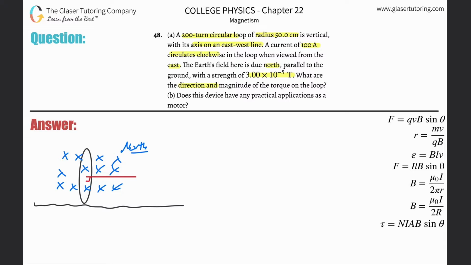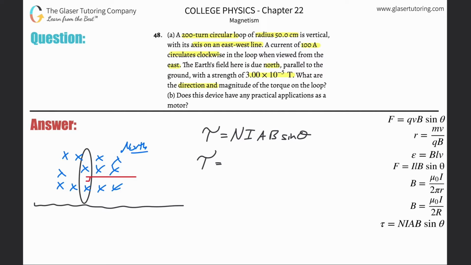So now we should have enough firepower to calculate the direction and the magnitude of the torque on the loop. So let's first calculate the magnitude of the torque. The torque here is going to be, as we've seen before, check out number 42, the number of loops multiplied by the current flowing through the loop, multiplied by the area of the loop, multiplied by the magnetic field strength that the loop is experiencing, multiplied by the sine of the angle between the magnetic field and the normal of the loop. And here they're calling the normal the axis. So you can just be careful, there's a couple of different terms that they can use.